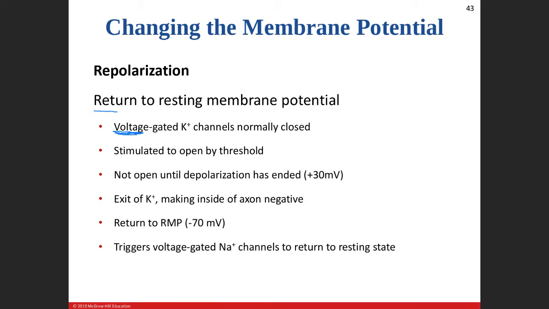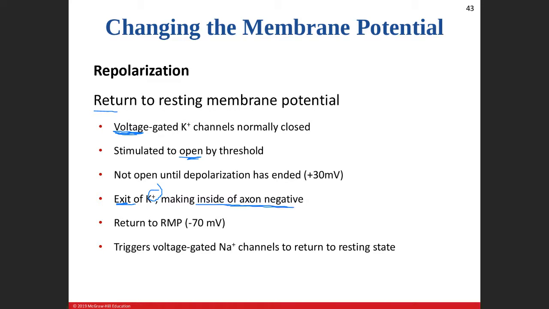So they're open, and then what happens is potassium starts to leave the cell. It exits, stage right. And as it leaves, it takes its positive charge with it. So if it's leaving the inside of the cell, it takes its positive charge with it. Is it making the inside of the cell more negative? Yeah, you're darn right it is. It's making the inside of the cell more negative.